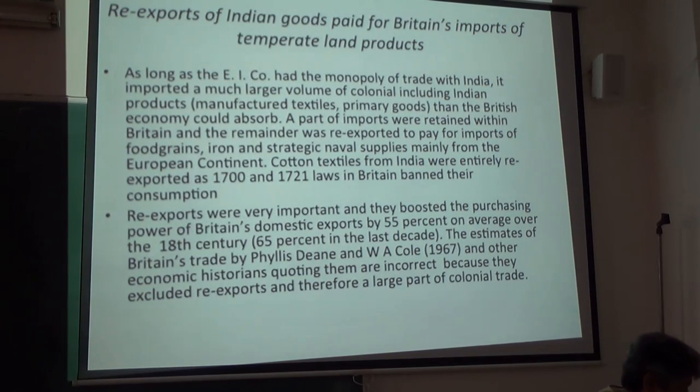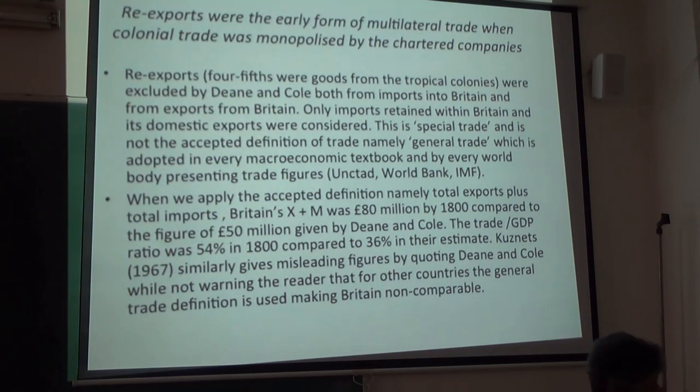There is a kind of systematic ignoring by the northern economic historians of the re-export trade. In fact, the leading economic historians of Britain, Phyllis Dean and W.A. Cole, in their book, British Economic History Trends and Structure, which is a standard reference, and all those who follow Dean and Cole, you know, there's Crafts in the London School of Economics who has written about this period and so on. What they do is that when they're estimating Britain's trade for the 18th and 19th century, they use a wrong definition of trade. They actually exclude the re-exports both from the import side and the export side of Britain's trade.